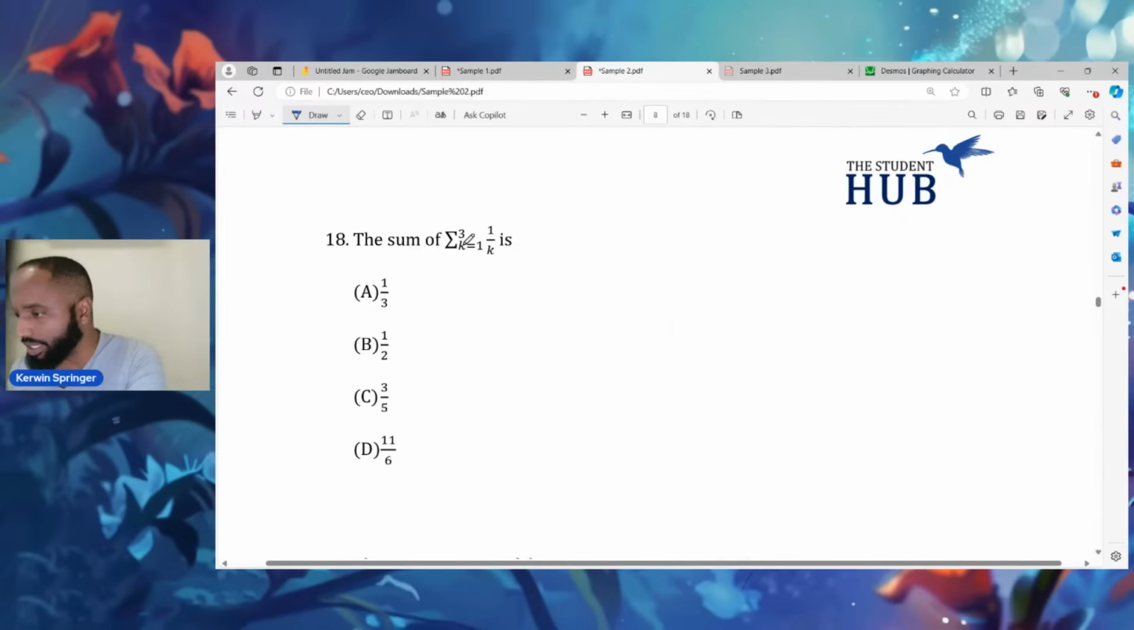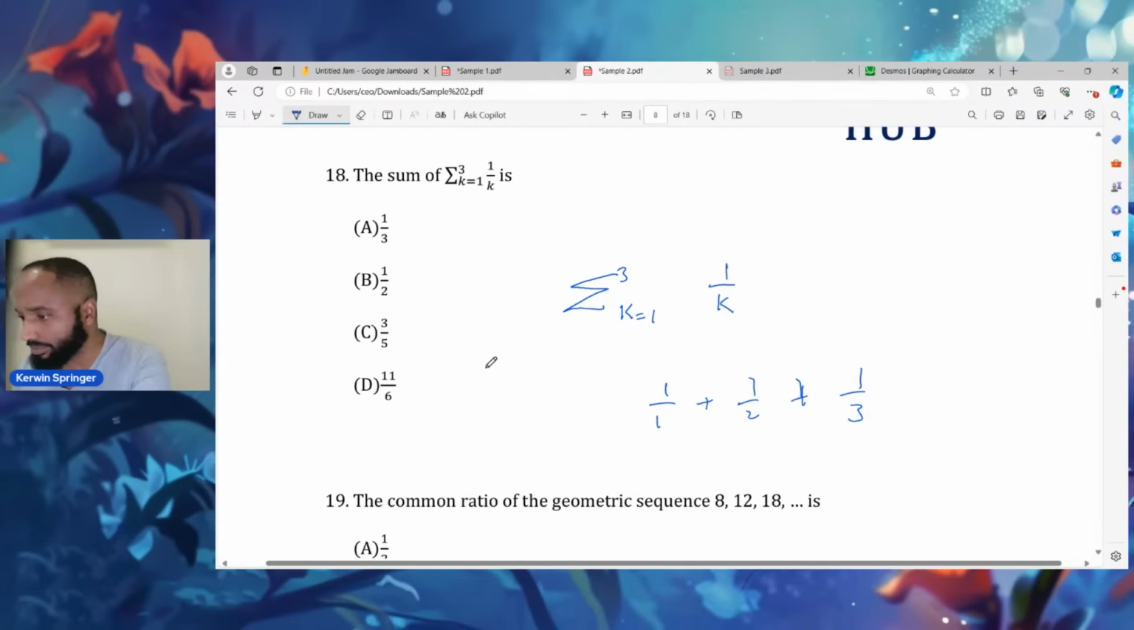So once again, this is the sum of 3 over k, where k is equal to 1. I was not understanding how it was written here. 1 over k. Right. So you could work this out. You could get 1 over 1 plus 1 over 2 plus 1 over 3, and just solve that really fast. You could also put it in your calculator. So I know it's going to be a number bigger than 1.